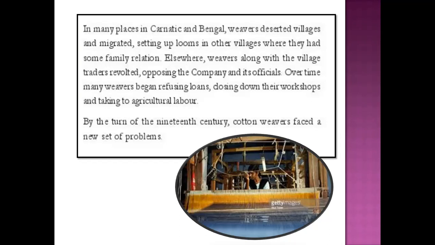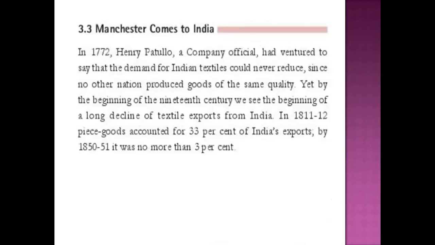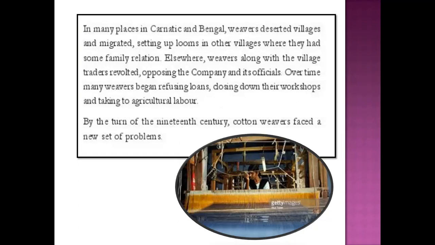So these weavers were slowly fed up with this whole system, and they stopped it and went for agricultural labor. By the turn of the 19th century, they were facing a lot of problems. In this way, the weavers' situation was becoming worse and worse. So this is how the whole process happened.